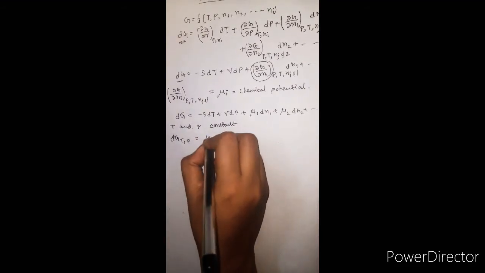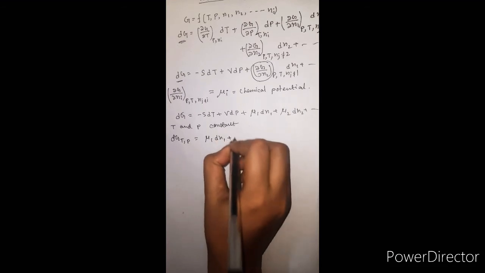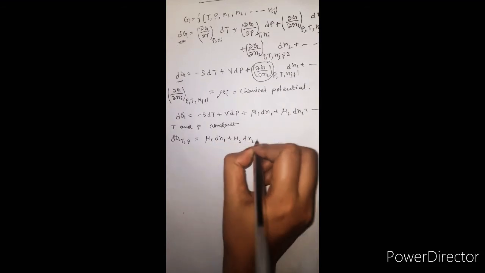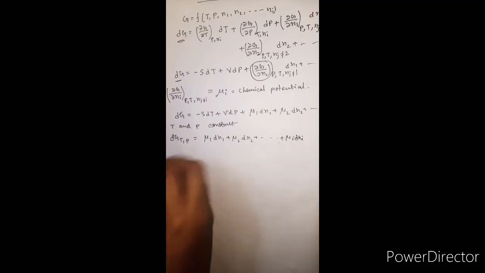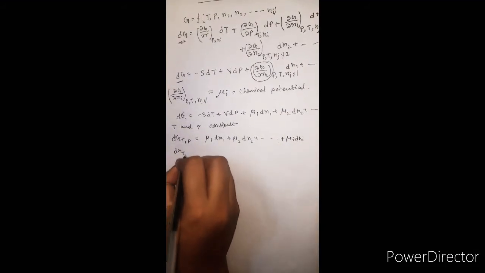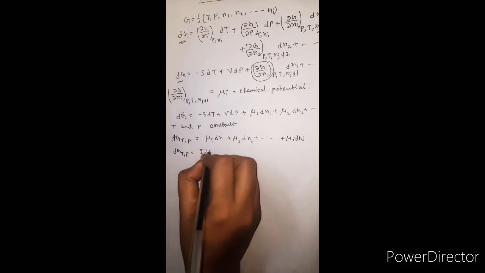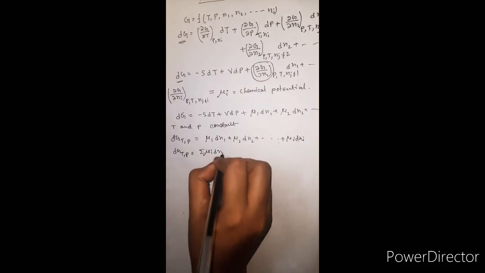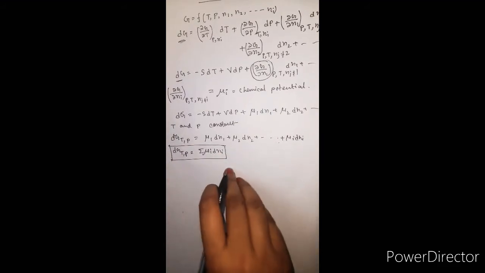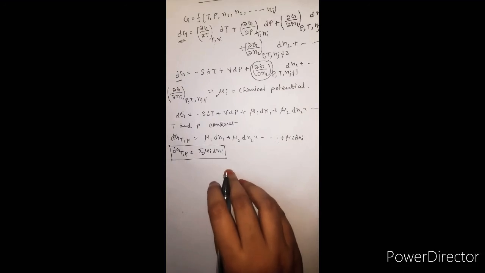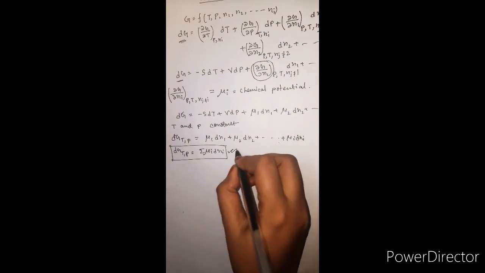This will be equal to mu1 dn1 plus mu2 dn2. It will continue up to mu_i dn_i. This means that dG at constant T,P is equal to the summation of mu_i dn_i. This is one equation which is known as the Gibbs-Duhem equation. There are three general equations which are known as Gibbs-Duhem equation. Out of the three, this is one.